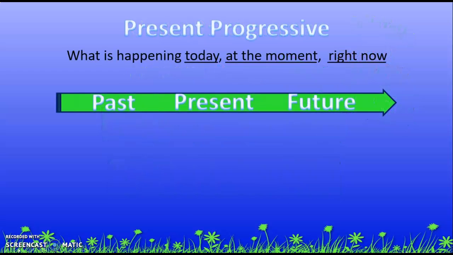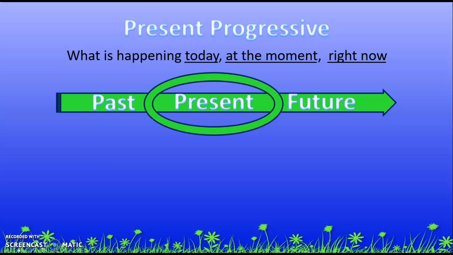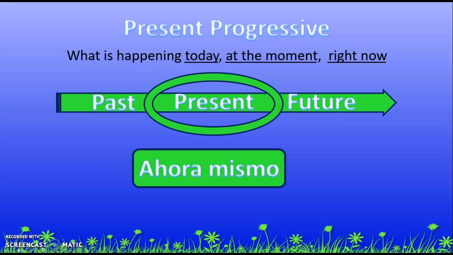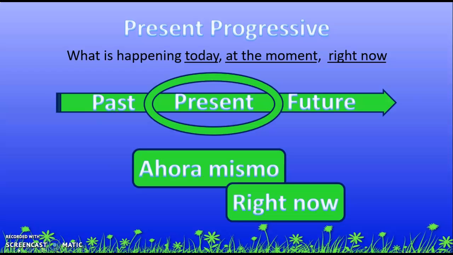Present progressive is a description of what is happening today, at the moment, right now. It's the present, it's the ongoing present. In Spanish, you would say ahora mismo, and in English, you would say what's happening right now, ahora mismo.